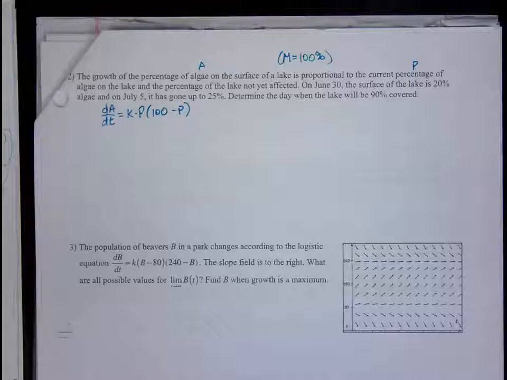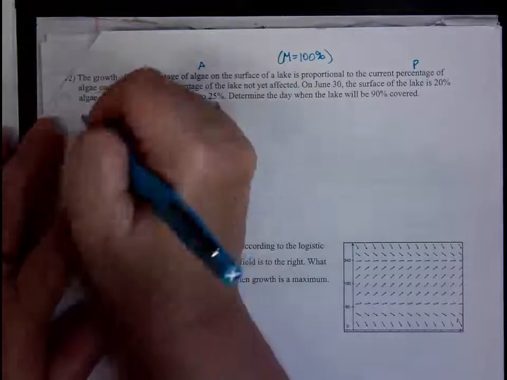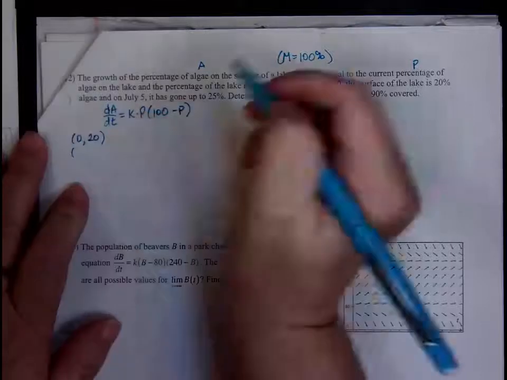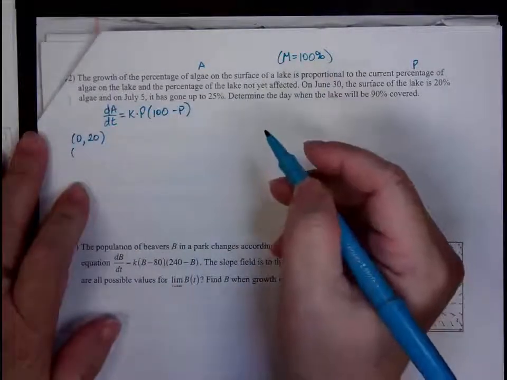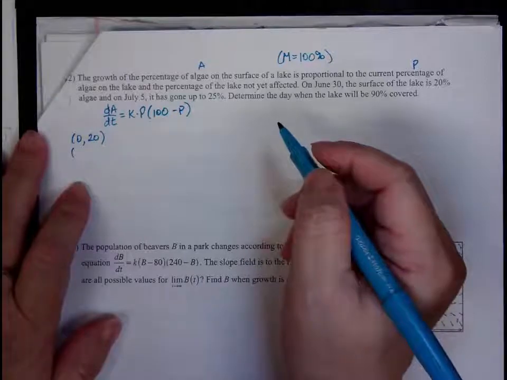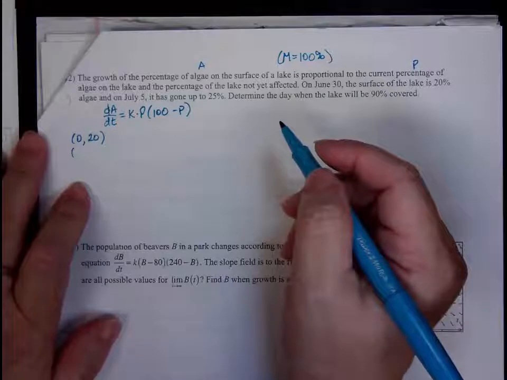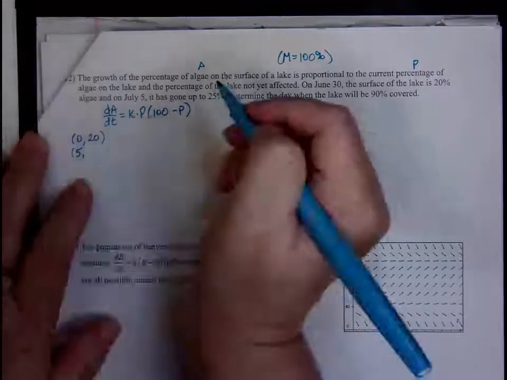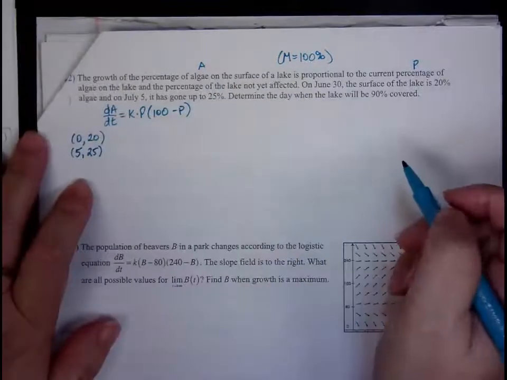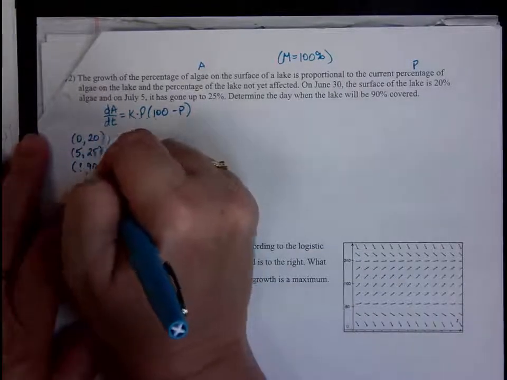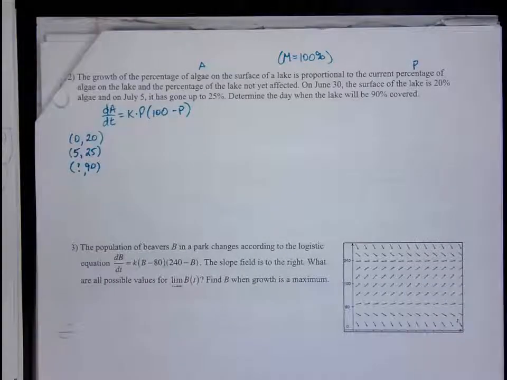Okay. So it says on June the 30th, the surface of the lake is 20% algae. So we'll call that day 0. Day 0, we're at 20%. And on July the 5th, how many days later is that? 5 or 6? How many days does June have? 30. 30 days has September, April, June. So it's 5 days later. And we're now up to 25%. Determine the day that will be up to 90%. So I don't know the day, but we're going to find when it's 90%.